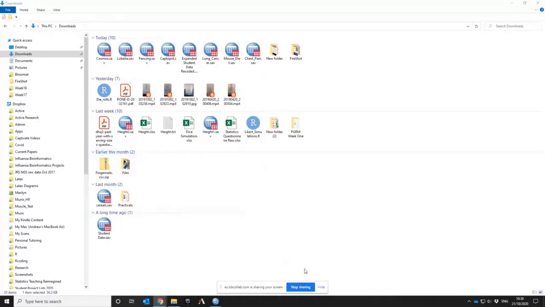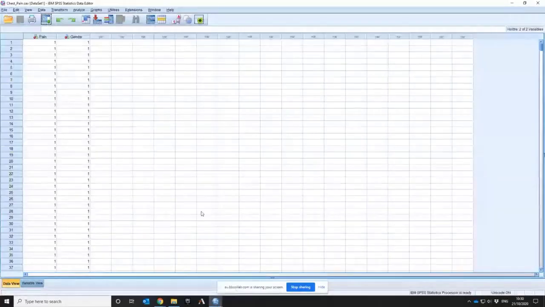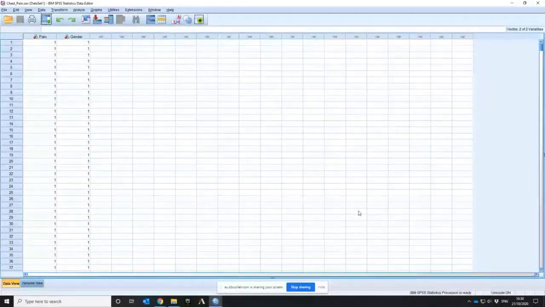Right, now here I've got an SPSS file which is called chest pain. I happened to open it earlier just because I wanted to check out its format. So if you look at this particular file, what can you see about this data? What kind of data is it?